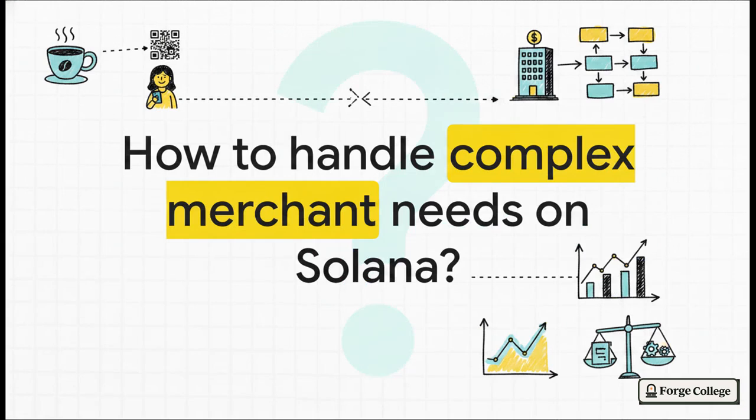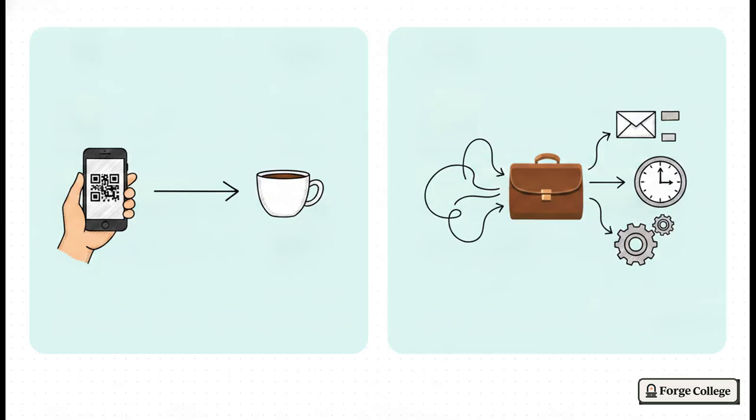Which brings us straight to the core question of this explainer. How do we actually handle complex merchant needs on Solana? Because sure, while those basic direct QR checkouts we've built before are absolutely great for, say, buying a quick cup of coffee, real-world merchants need way more advanced routing and logic just to keep their accounting and operations running smoothly.